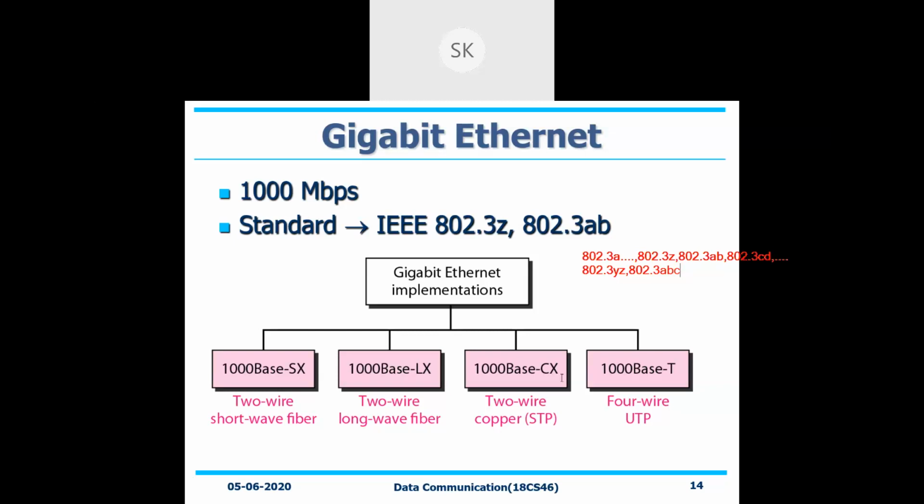So 1000 base CX, what is this? C is referring to copper wires. Inside the copper coating, you will be having STP, that is your twisted pair itself, but shielded twisted pair. The reason is the copper is there, right? So if heat is released at that particular point of time, your copper wire, the copper coating that you are having, will just be exposed to the heat that has been generated.